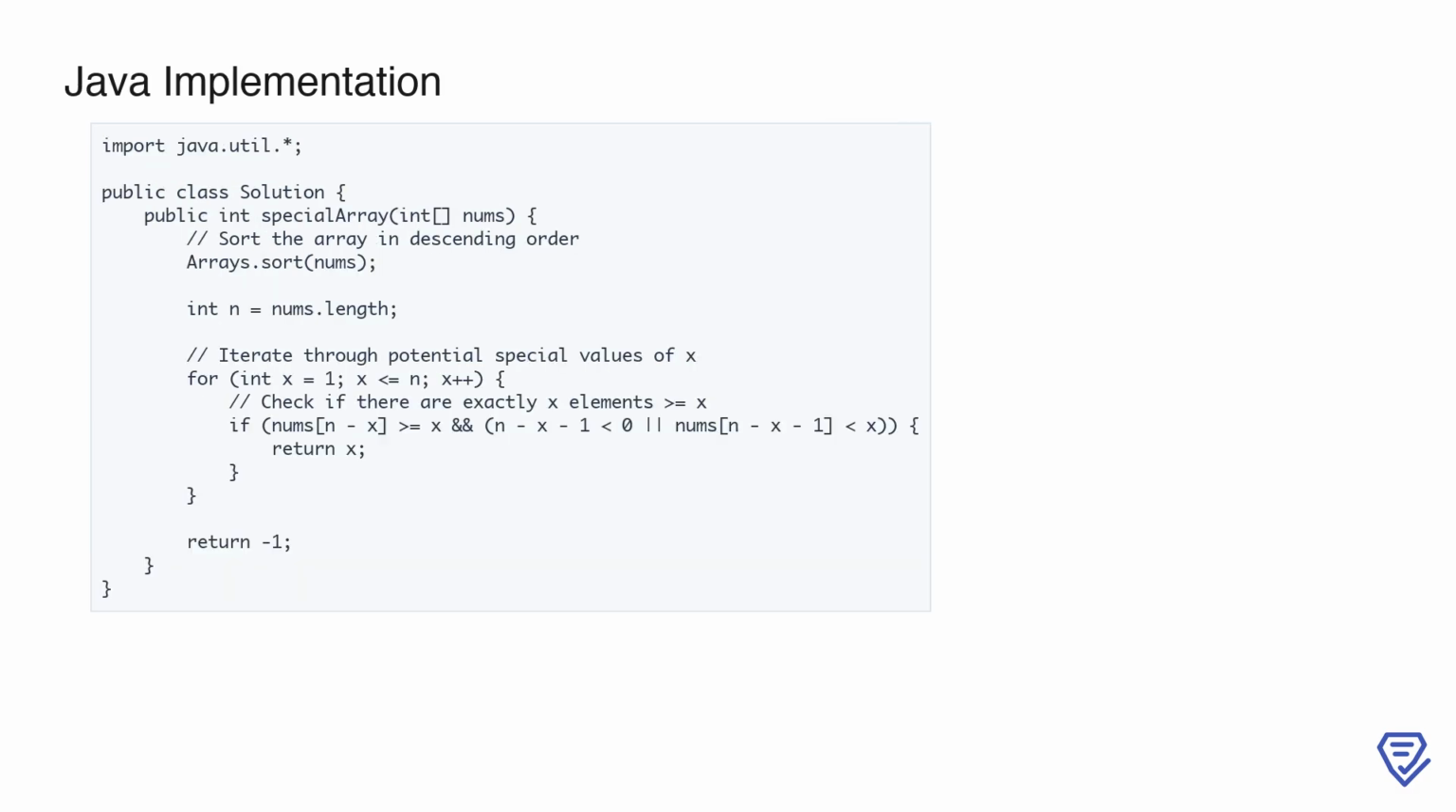This is the Java implementation of LeetCode problem number 1608, special array with x elements greater than or equal to x. The logic is identical to the Python solution, where the array is sorted, and we iterate through potential values of x to check if there are exactly x elements greater than or equal to x. Key Java-specific differences include the use of Java's Arrays.sort for array sorting and explicit type declarations.